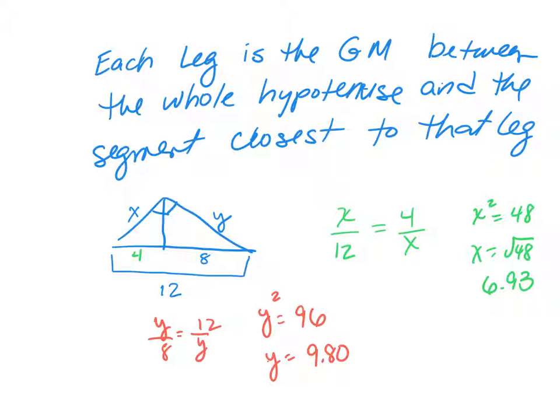So let's do this. What if I put a z for the altitude? If we want to find the altitude, what rule do we use? Use this one, the first one. The altitude, z, is the geometric mean between the two pieces that it creates. What two pieces does it create? 4 and 8. Very good. So the altitude is z squared equals 32. And the altitude is going to be 5 point something. What is it? The square root of 32. 5.66.